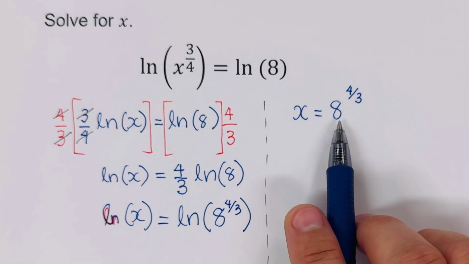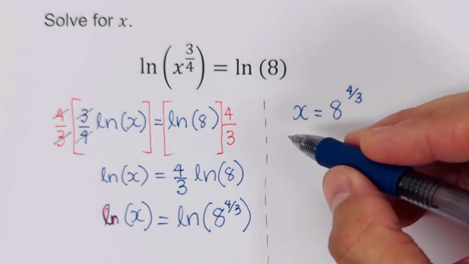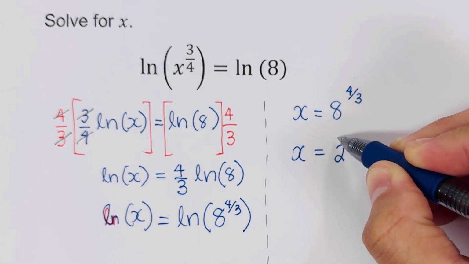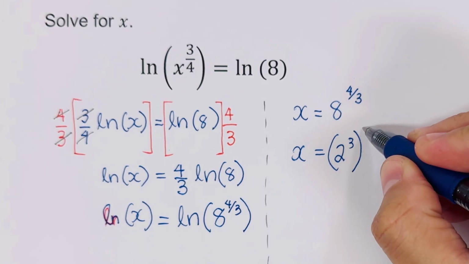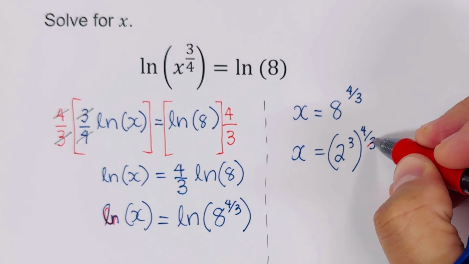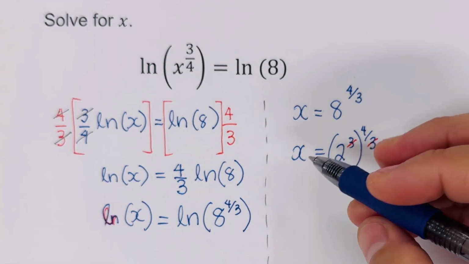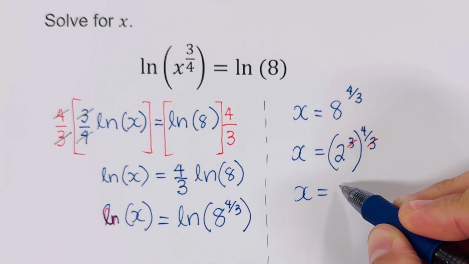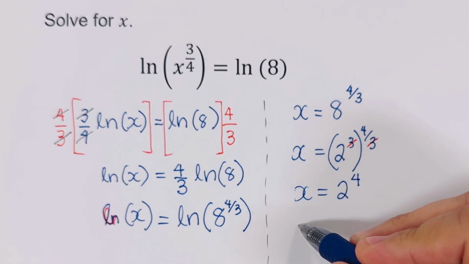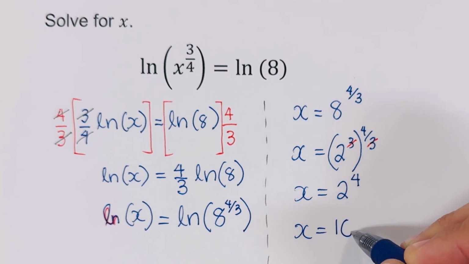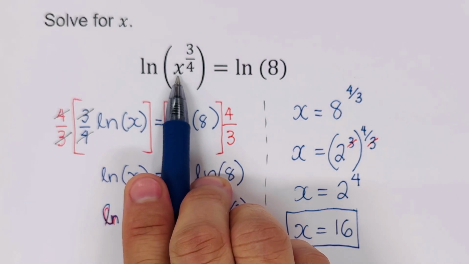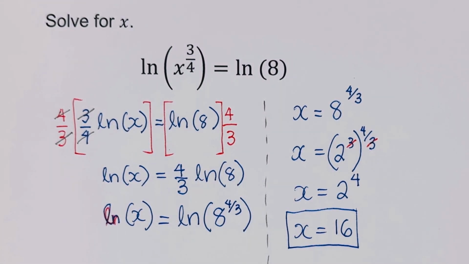This expression on the right side can still be simplified. We know that 8 is 2 raised to the power 3, and this whole thing is raised to the power 4/3, so we can cross out 3 and 3 here. So we're left with x equals 2 raised to the power 4. So 2 raised to the power 4 is 16. So our x is 16. This is the value of x that will make this equation true. Now let's have another example.